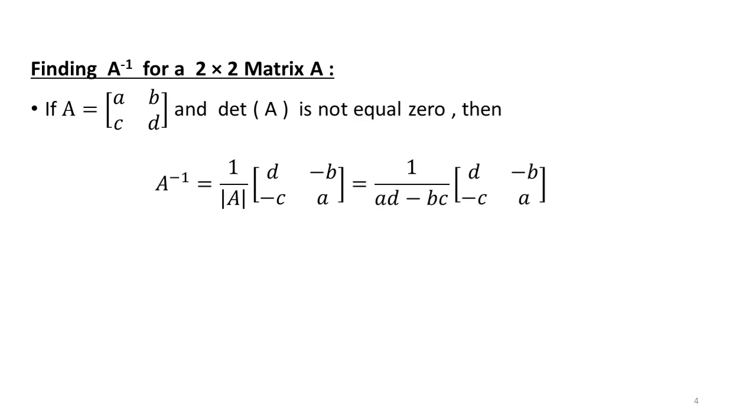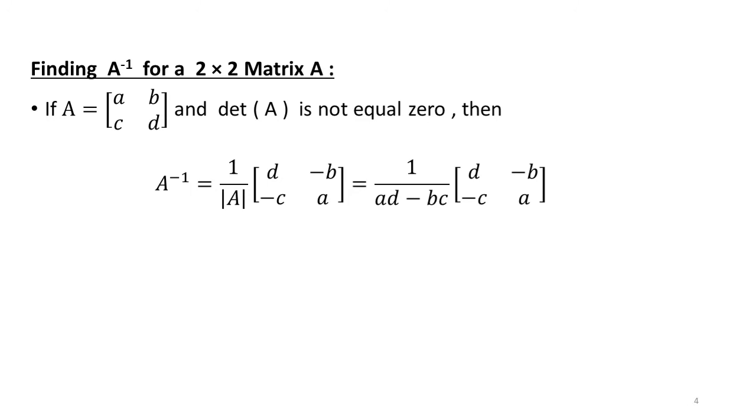Now, finding A inverse for a 2 cross 2 matrix A. We are going to make a rule. We have to understand this rule to find the inverse. If A is equal to [a, b; c, d], a given 2 cross 2 matrix, and the determinant of A is not equal to 0.